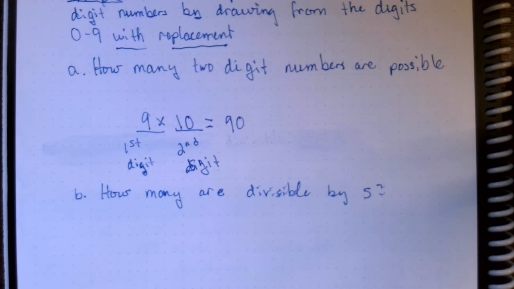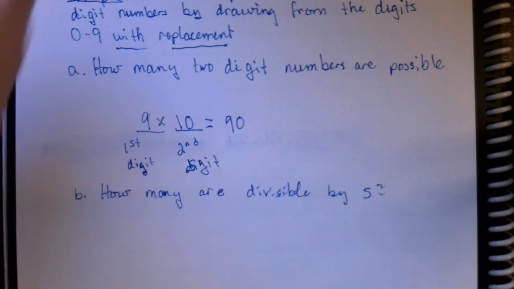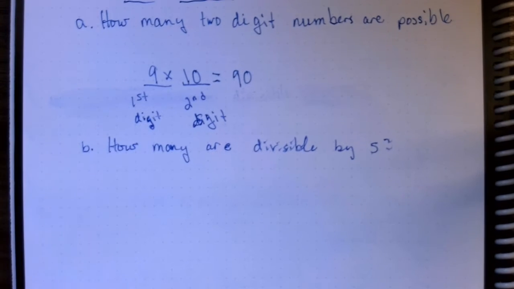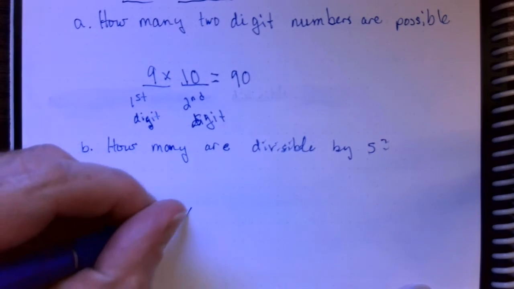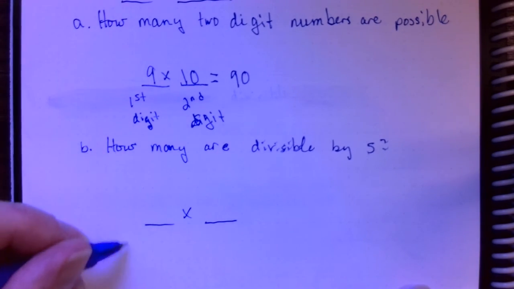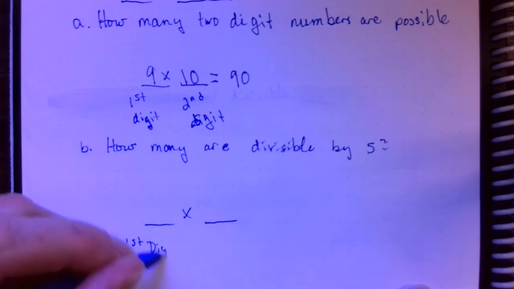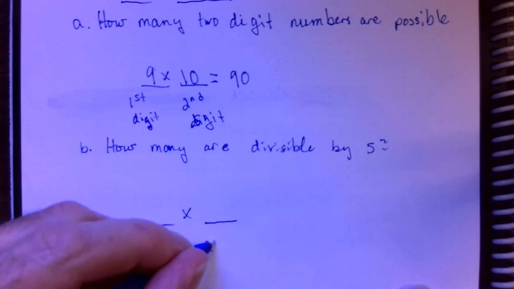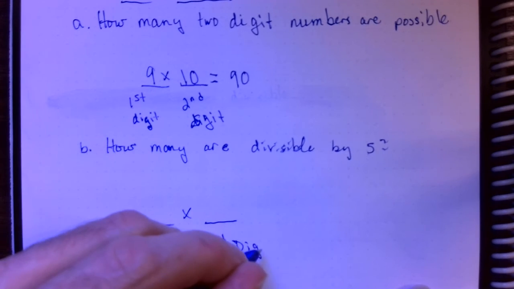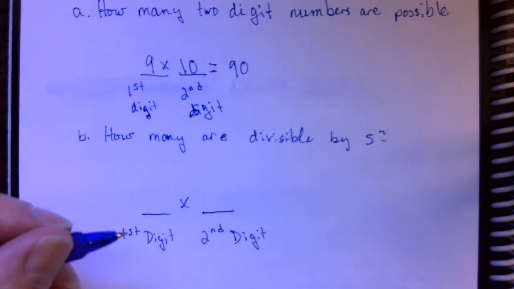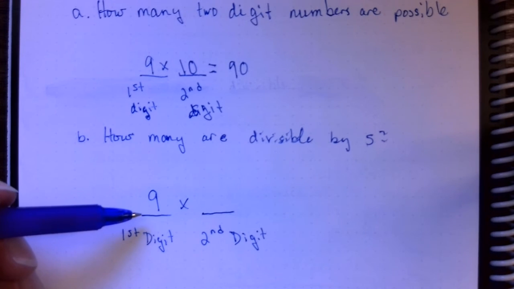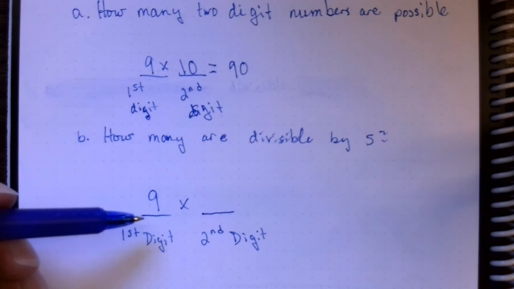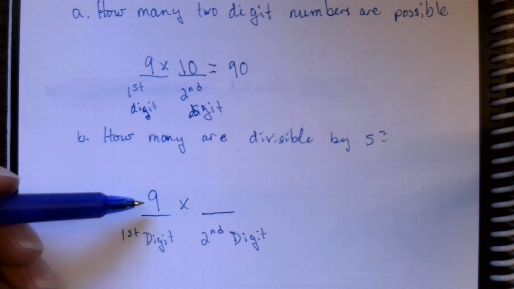Okay, let's look at this. Let's say how many are divisible by 5. Let's think about this, and let's use the counting principles to do this. So I'm going to do this in stages again. I have 2 stages. I want to make a two-digit number. So I have 9 choices for the first stage. The first stage is just going to be the first digit, and that can be anything. 1, 2, 3, 4, 5, 6, 7, 8, 9. The only thing that was eliminated was 0.